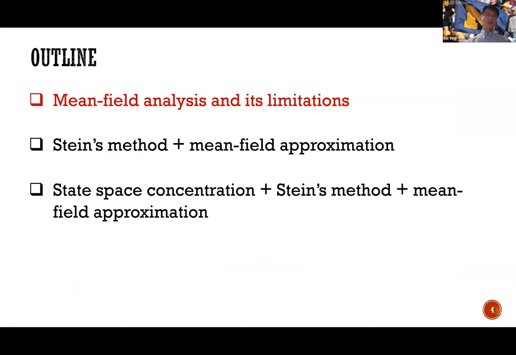So today I'm going to mainly focus on mean field analysis, right? It has been a tool used for a very long time to understand large scale stochastic systems. What I'm going to do is briefly introduce mean field analysis and the key idea behind it, then point out the limitations of the traditional mean field analysis. Then I will talk about how to use Stein's method and the mean field approximation, a different view of looking at mean field analysis, to overcome some of these difficulties. Then at the end, I will further generalize that and use state space concentration to make the tool even more powerful. Okay, so that's a brief outline.